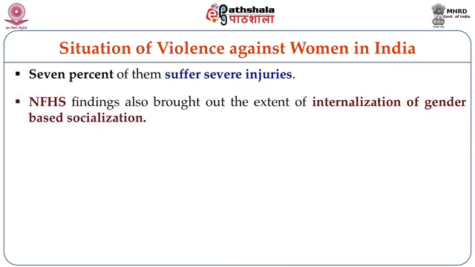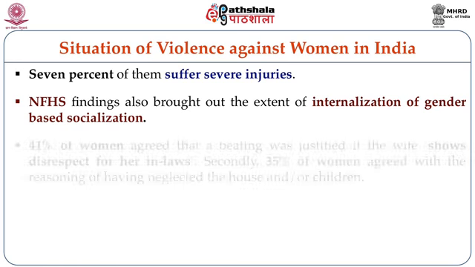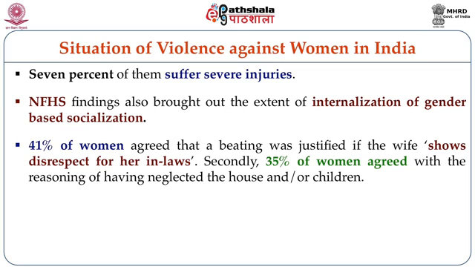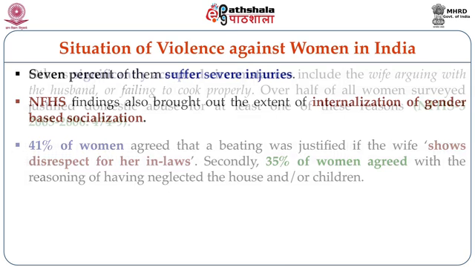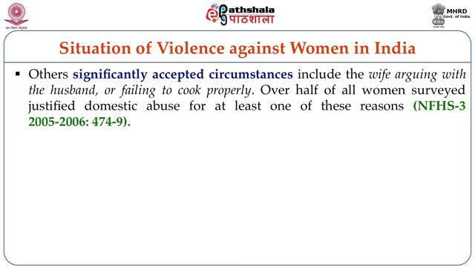The NFHS findings also brought out the extent of internalization of gender-based socialization. 41% of the women agreed that a beating was justified if the wife shows disrespect for her in-laws. Secondly, 35% of women agreed that neglecting the house or children justified beatings or violence against her. Other significantly accepted circumstances included the wife arguing with her husband and failing to cook properly. Over half of all women surveyed justified domestic abuse for at least one of the reasons.